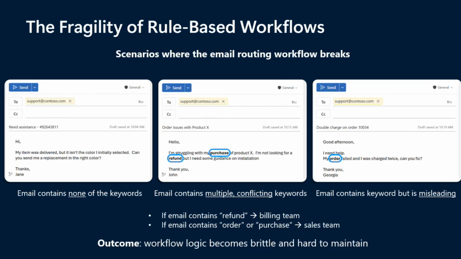So let's give you some scenarios. Where would that potentially break? Let's take the first one. What if the email contains none of those keywords, right? It didn't contain refund, order, or purchase. So then the workflow just breaks or it goes down a path that we didn't expect, right?